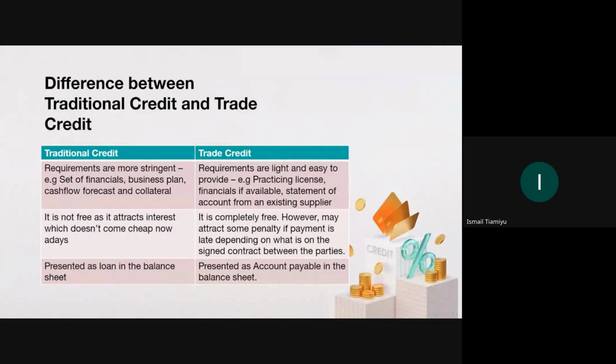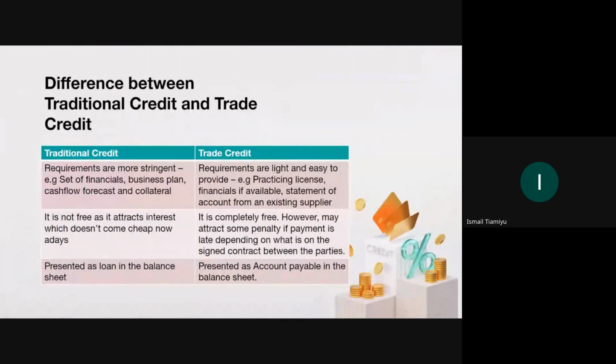Another difference is traditional credit is not free. It attracts interest. You pay interest on it. And the interest nowadays is very expensive, given that the CBN has increased the MPR above 24%. And that is the base for all other commercial banks to set their interest rate. You are getting a loan at 36% now, 45% for some banks, and that is very expensive. But trade credit is completely free. You don't have to pay any interest on it.